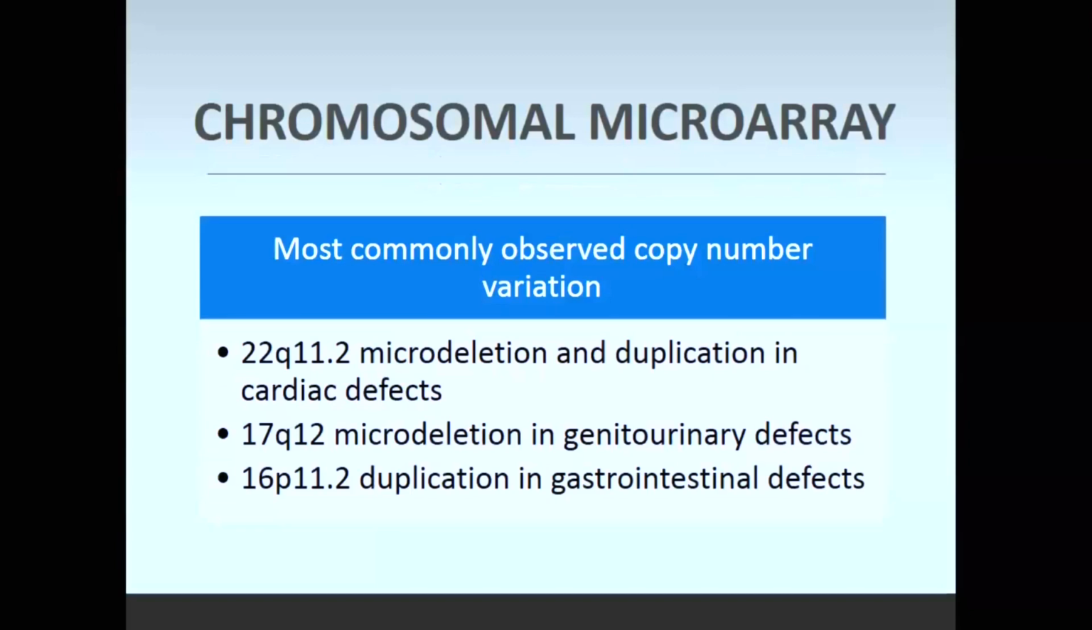The most common copy number variations we see are 22q11.2 microdeletion as well as duplication. Then 17q12 microdeletion is seen in genitourinary defects and 16p11.2 duplication in GI defects.